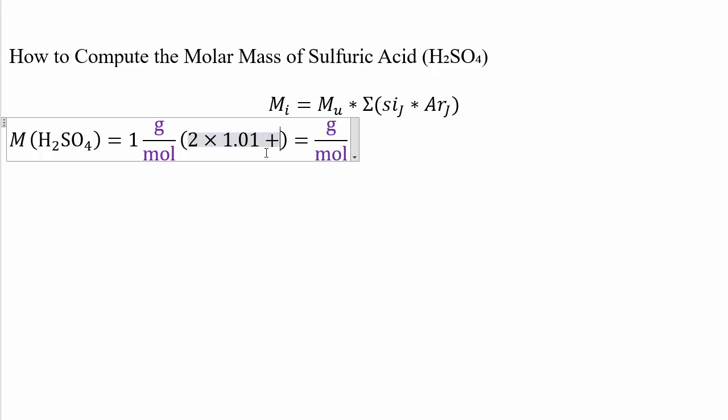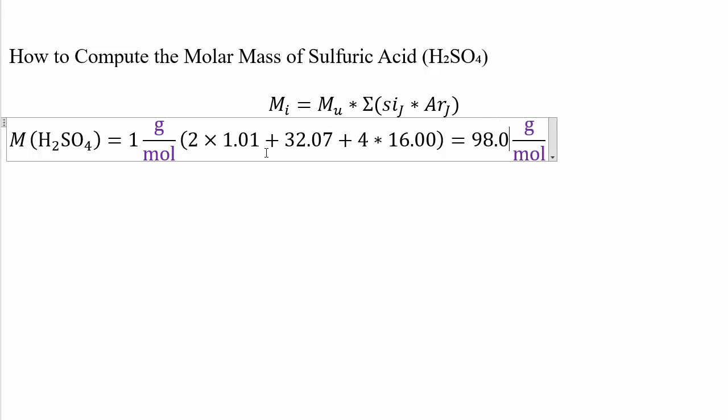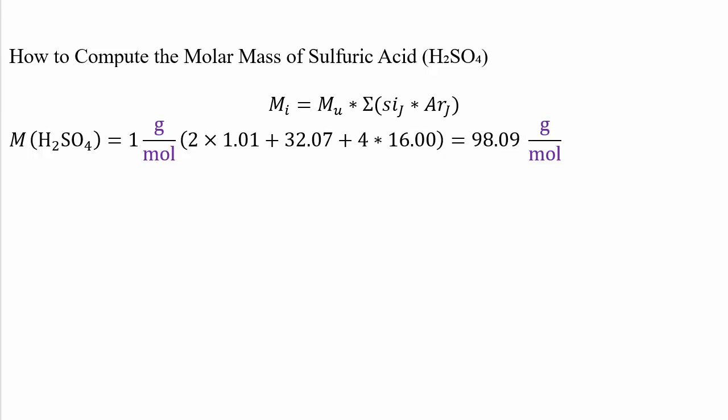For sulfur, given that the subscript is 1, we simply place its relative mass, 32.07, without including the subscript since we assume a priori that any multiplication by 1 is irrelevant. Finally, we add the pair for oxygen, which corresponds to a subscript of 4 and a relative mass of 16.00. Upon entering the data into the calculator, we find that the solution is 98.09 grams per mole.